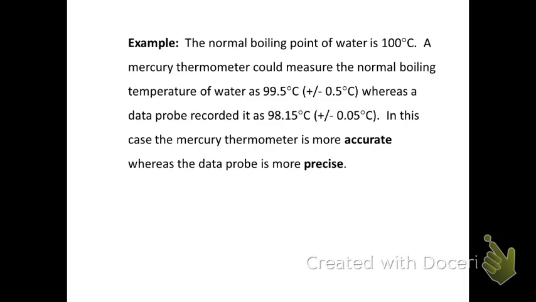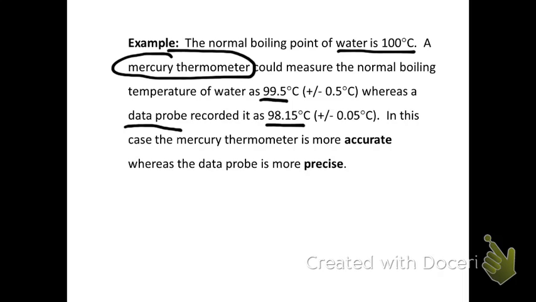Okay, normal boiling point for water, again, is 100 degrees C. So if a mercury thermometer could measure the normal boiling point of water, and it measured 99.5 degrees C, whereas you used a data probe to record the temperature of water, and it was 98.15 degrees C. Well, if you look at these two measurements, you'll find that the mercury thermometer measured our temperature of water more accurately. It was closer to the true value of 100 degrees C. So our mercury thermometer is more accurate.